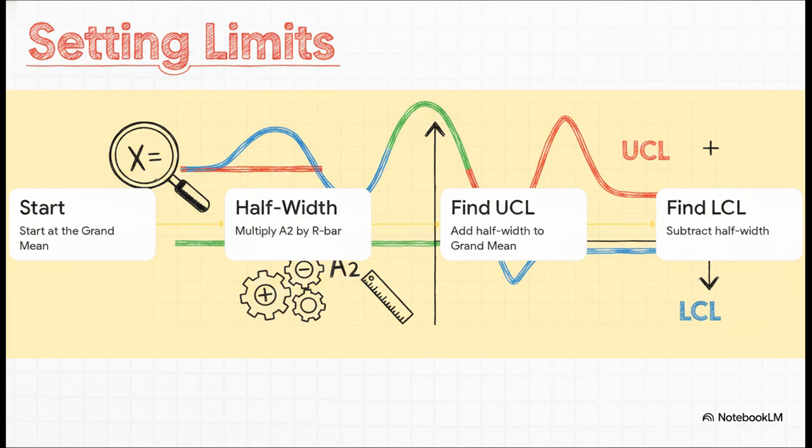Setting the actual X-bar limits is just a matter of walking through these simple, action-oriented steps. We start right at our grand mean. Then, we figure out the half-width of our limits by taking that A2 constant we just looked up and multiplying it by our R bar, our average range. We add that chunk to the grand mean to get our upper control limit, and we subtract it to get the lower control limit. In plain English, we're basically translating our raw average range into the precise upper and lower boundaries for our X-bar chart.